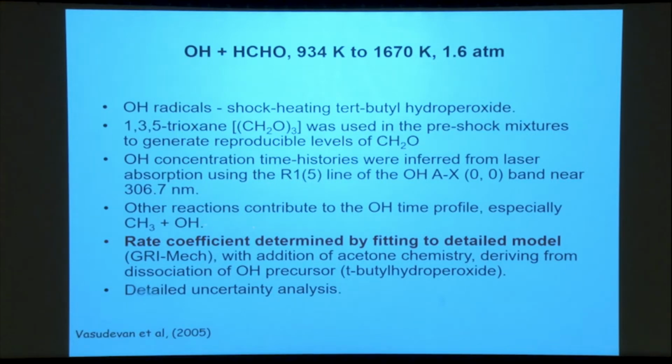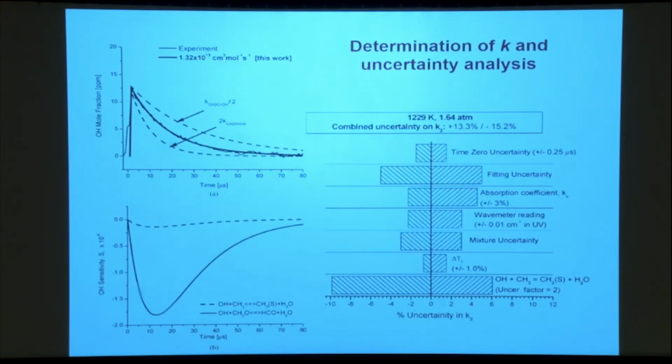Okay, so in this case, the rate constant is determined by fitting a detailed model. I don't know if I would choose a GRI mech now since it's 20 years old, but can't have everything. Backing that out, but including a detailed uncertainty analysis, which is the thing that I like about this work. So then a very careful study of what's contributing to the overall uncertainty in the measured rate constant. The overall uncertainty is estimated to be really quite small, 15%. It's pretty good for a rate constant measurement.